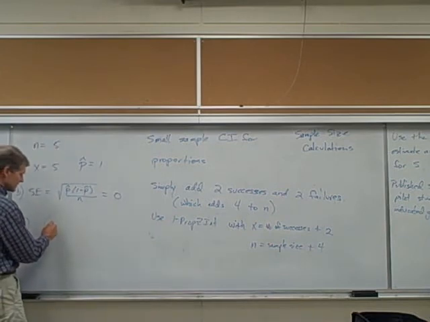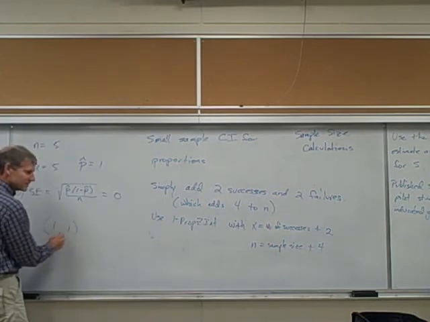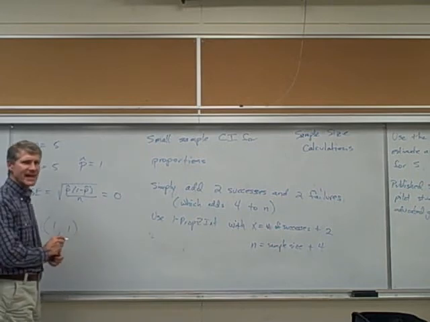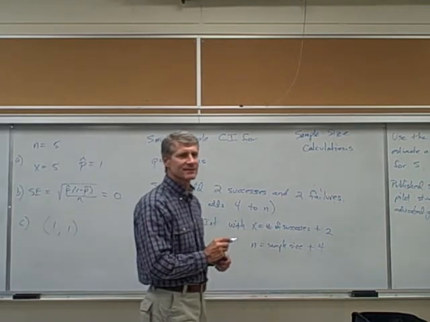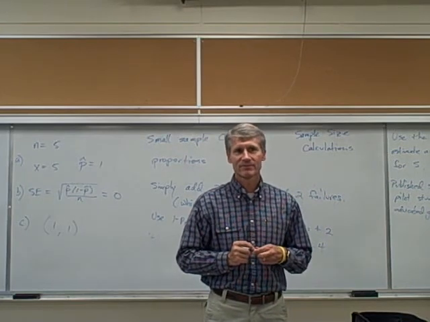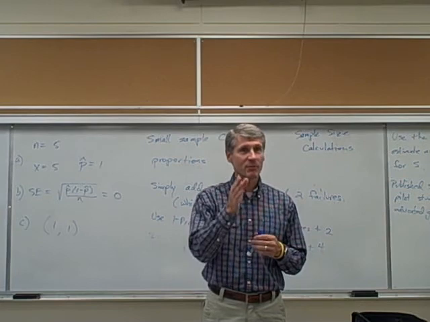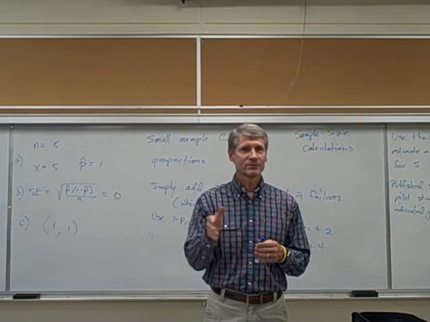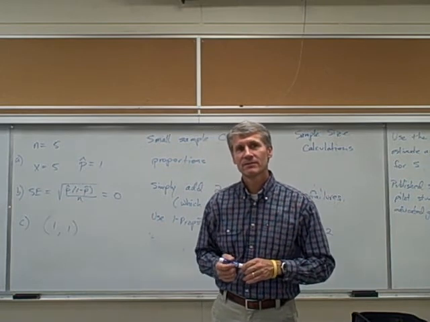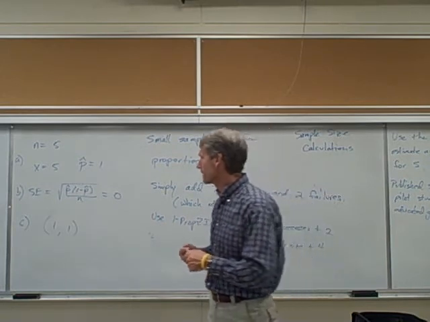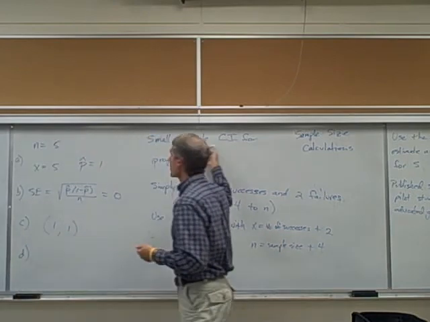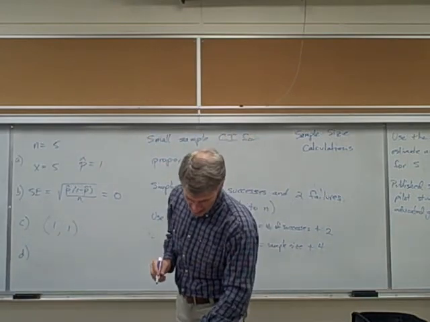There's 1 and 1. 1 to 1? Why is it that? Because the standard error was 0. So the margin of error is 0. So you got point estimate 1 plus and minus 0. So it goes 1 to 1. Again, doesn't make sense. Yeah? What was the confidence? 95%.